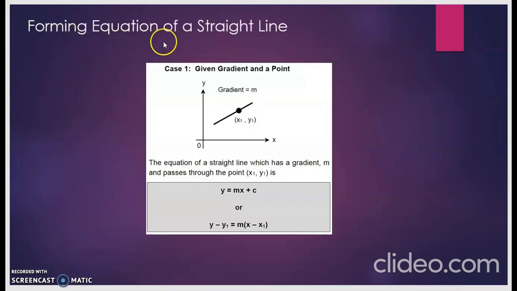Now, forming the equation of a straight line. In this topic, we have two cases. Next, look at the first case: given a gradient and a point. This means that in this question, the gradient is given and a point is given. The equation of a straight line which has a gradient m and passes through the point (x1, y1) is, this is the formula that we're going to use to find the equation of a straight line: y is equal to mx plus c, or we can use y minus y1 is equal to m times (x minus x1).